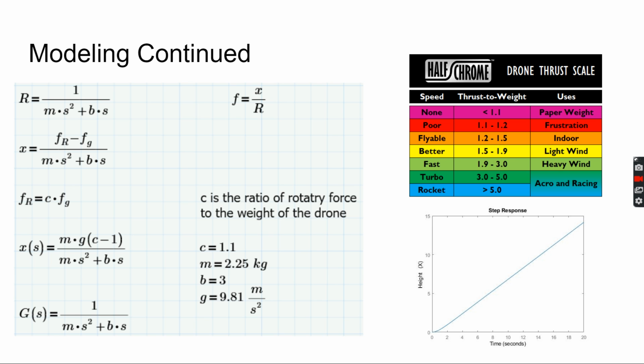We used a mass of the drone of 2.25 kilograms, which we got online from a source that was selling drones, and then we have a dampening ratio of 3, and we have a gravitational force of 9.81 meters per second squared. In the bottom right hand, we can see a step response for the drone as it increases in height over time. A quick analysis of the open loop plant shows that the system is unstable.